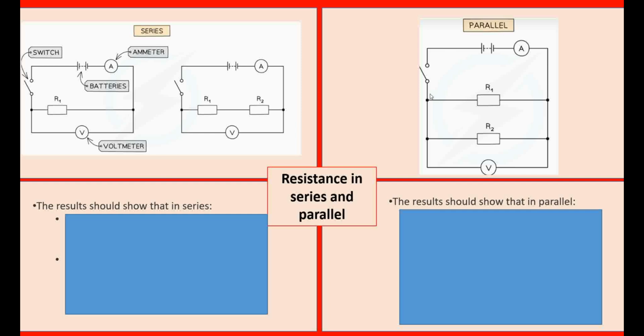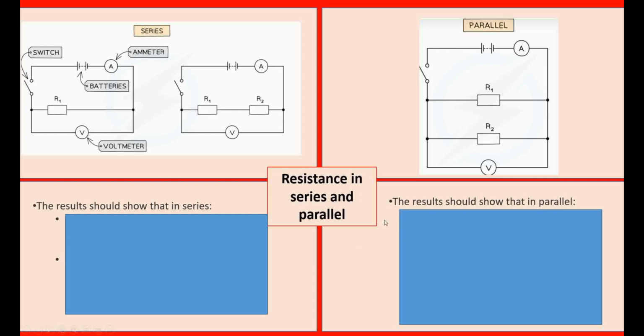Whereas in the parallel, we definitely have multiple paths. Okay? So your job, I'd like you to write down just some ideas. What's going to happen as I increase the number of resistors in series, and what would happen if I increase the number of resistors in parallel. Pause the video here.